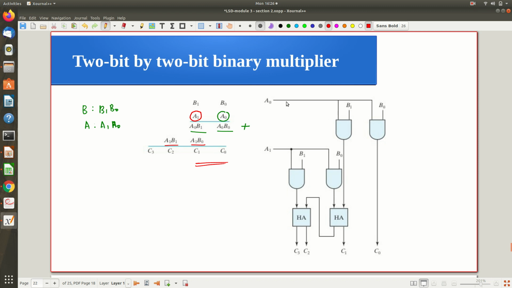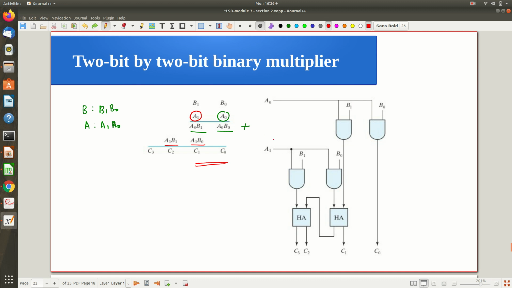You take the bit a0 and multiply it with both b0 and b1. A common line is shown from a0, and that is given to both AND gates. The first AND gate will multiply it with b0, you will get a0 b0, and the second AND gate will multiply the same a0 with b1, you will get a0 b1. See these two terms. So the multiplication process is done by AND gates.